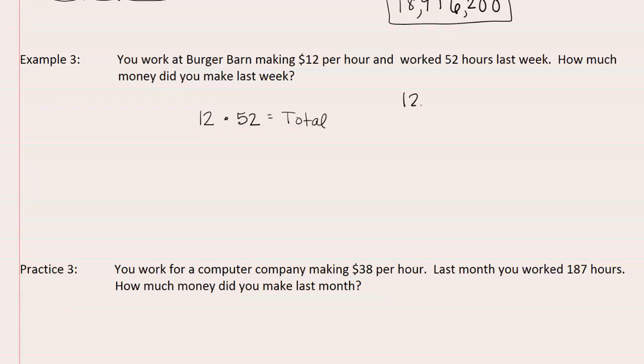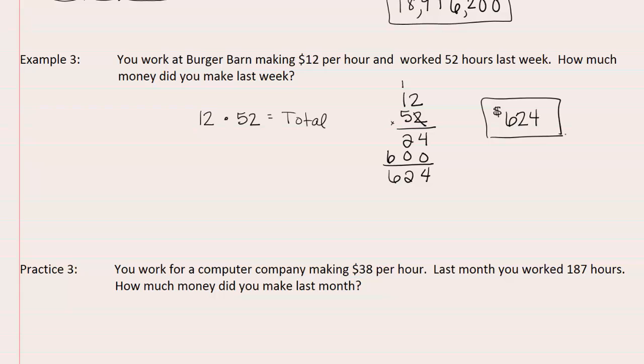So let's line them up, 12 and 52. 2 times 2 is 4. 2 times 1 is 2. Placeholder. 5 times 2 is 10. 5 times 1 is 5, plus 1 is 6. Add, so 4, 2, 6. So we would have made $624. Please pause the video and do practice 3 on your own.